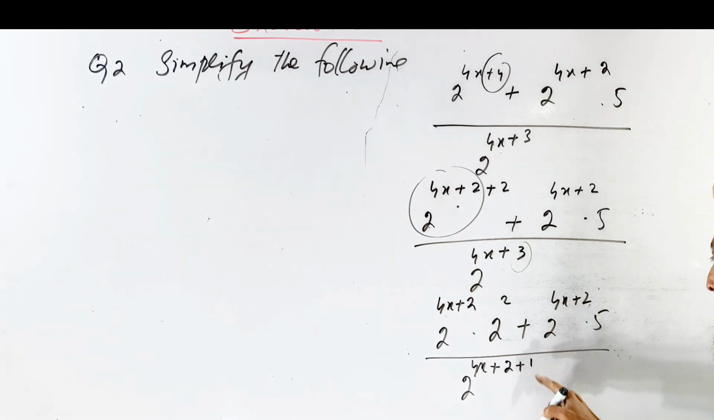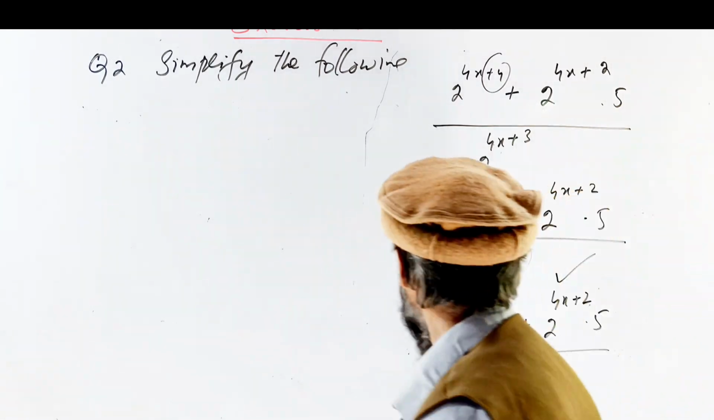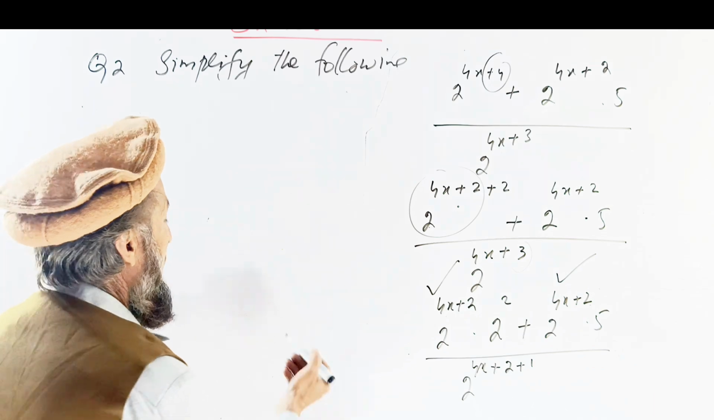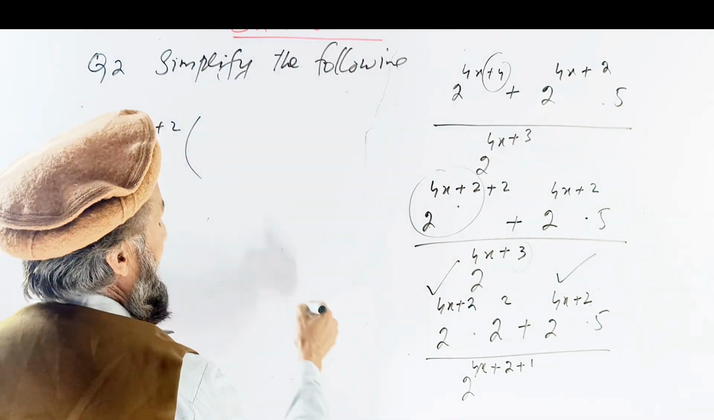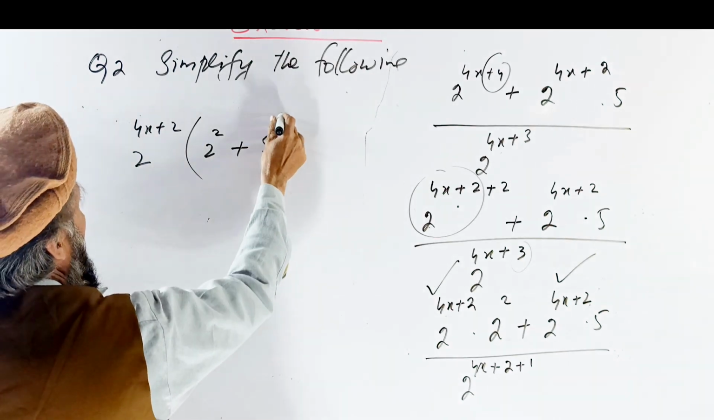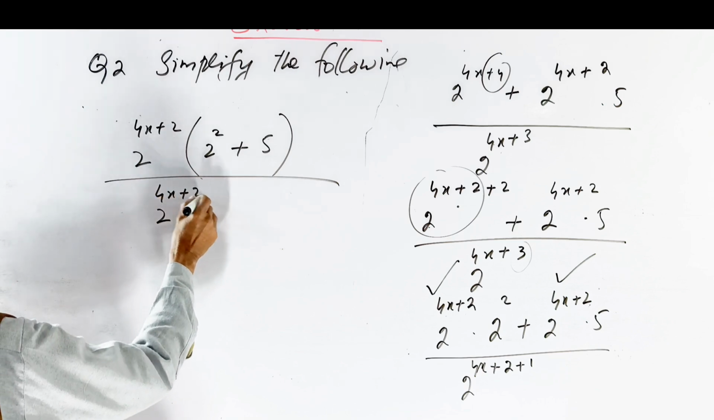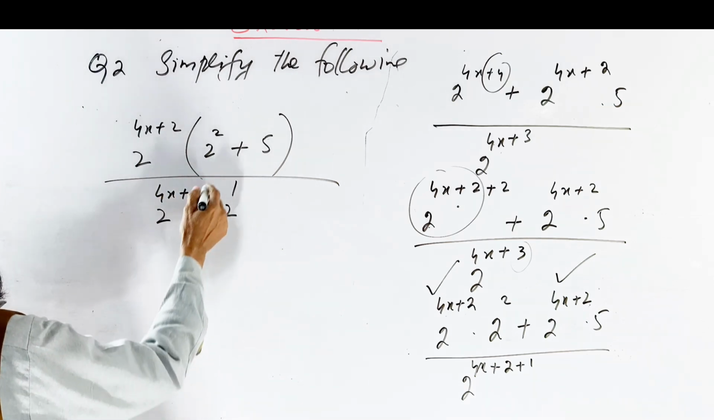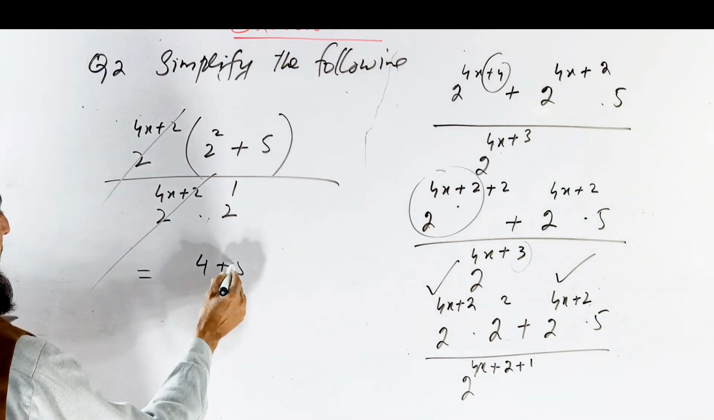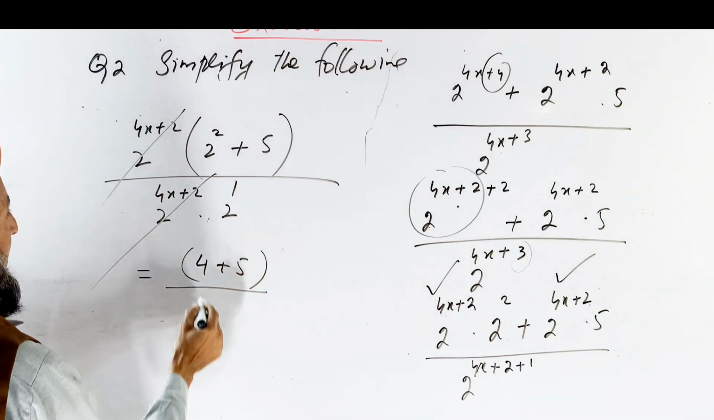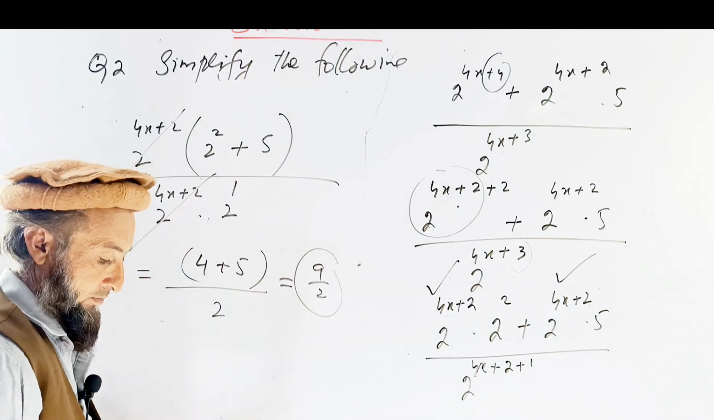We can write 2 plus 1 because these cancel each other. Now 3 is taken common from these two terms. We can write here 2, and 4x plus 2 is common, and we get 2 square plus 5 remaining. Similarly here we can expand this from 4x plus 2 into 2 power 1, so this is cancelled, and we get 2 power 2 is 4 plus 5, divided by 2, we get 9 divided by 2.